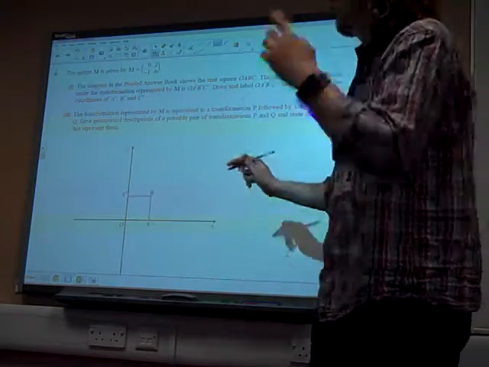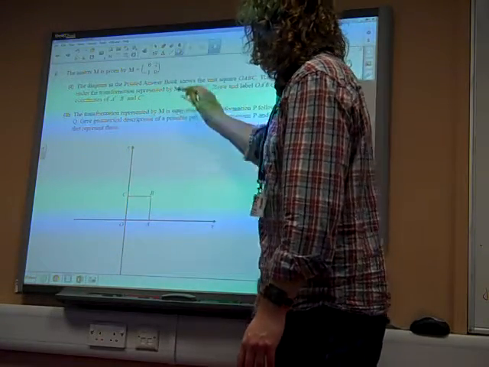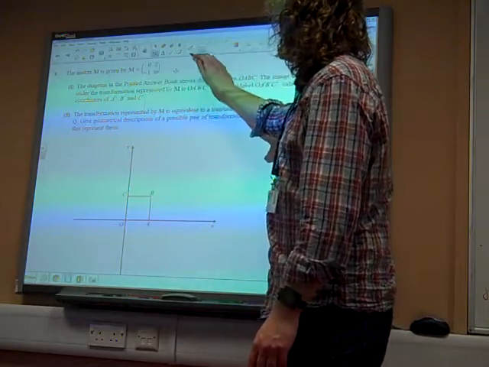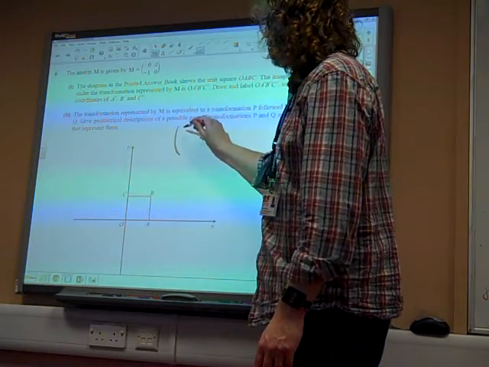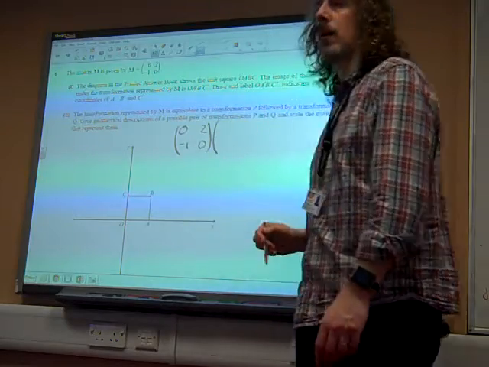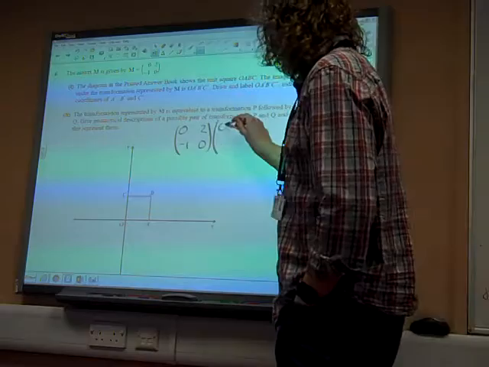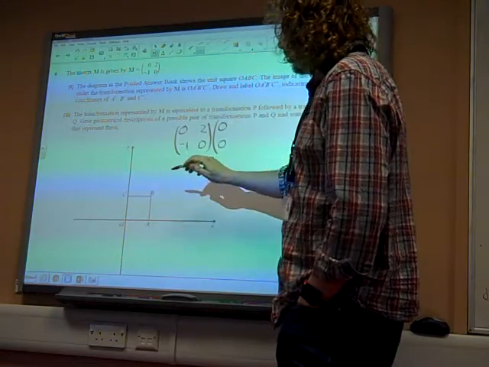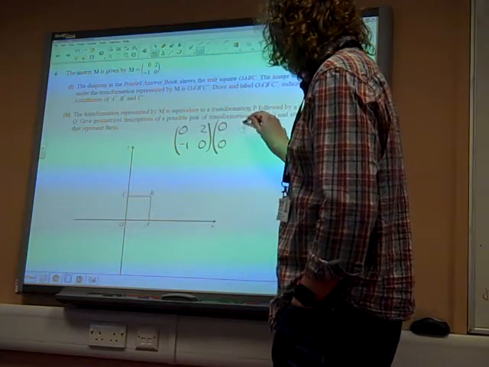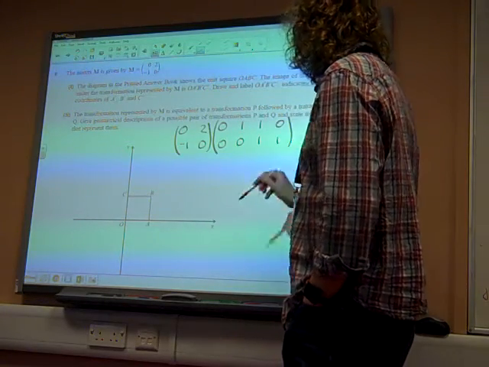I did this with my crayon and my unit square. So let's actually do that multiplication. That's 0, 2, minus 1, 0 times what would our unit square look like? Well, there's 0, 0. I'm not sure we really need it. A is 1, 0. B is 1, 1. C is 0, 1.